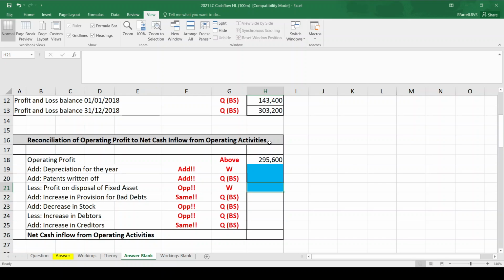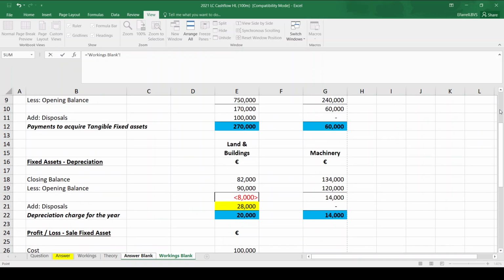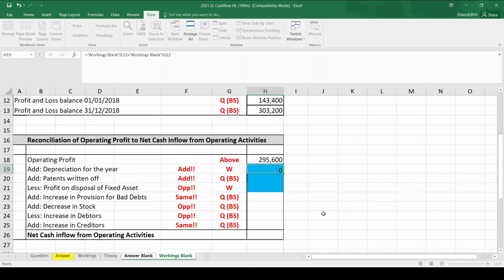I now have to add the depreciation charge for the year. Again, I'm going to get this from my workings, because earlier I worked out the depreciation of land and buildings, and I'm going to add the depreciation of machinery. So the 2014 depreciation charge is 34. And you always add depreciation. Depreciation is a non-cash item, so we'll always add that back, 34,000.